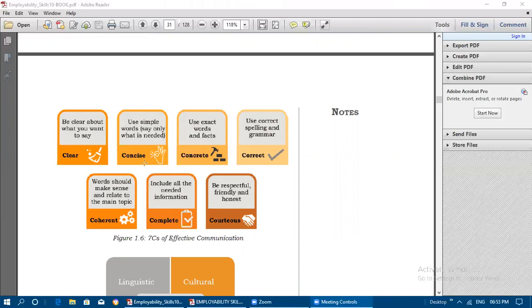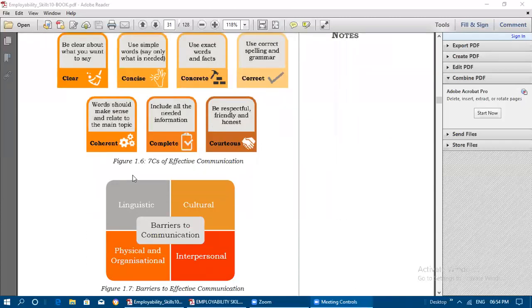Use simple words alone. Concrete, in the sense, use exact words and exact facts alone. You should not say lies. You should say the exact words. That is concrete. Correct: use correct spelling and grammar while you are conveying messages, and words should make sense and relate to the main topic. Coherent, in the sense, it should relate to the topic. Whatever sentences or messages you are conveying to the receiver should be related to the topic you are going to speak about. It should make sense.